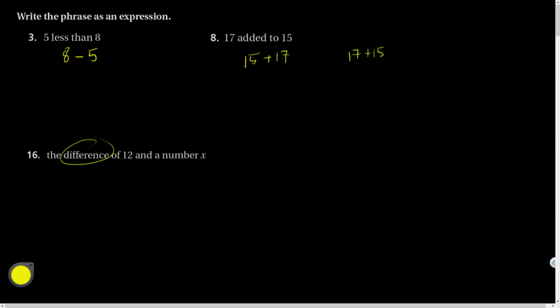And let's see, the difference. Now, in this problem, it won't matter, but whenever you read the difference, think about subtraction within parentheses, because difference will say do this subtraction first if you do have more than one operation taking place. So the difference of, and the order is the order that they come in, 12 and a number x.